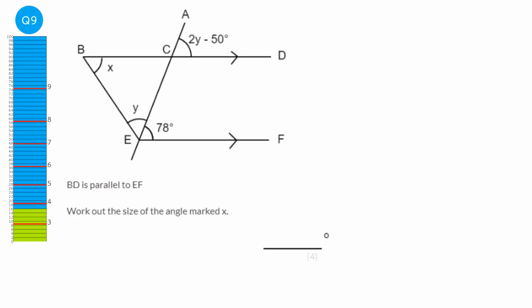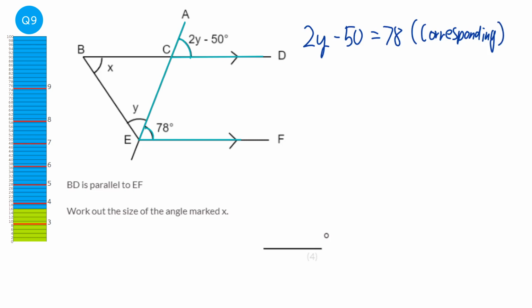To find out what the value of x is, we first of all have to find out what the value of y is. And we can notice that we've got 2 sets of parallel lines here, and a line going through them. And we've got these F angles, which we have to call corresponding angles. So we know that 2y minus 50 is equal to 78. And we must write down the reason, so corresponding angles, and corresponding angles are equal.